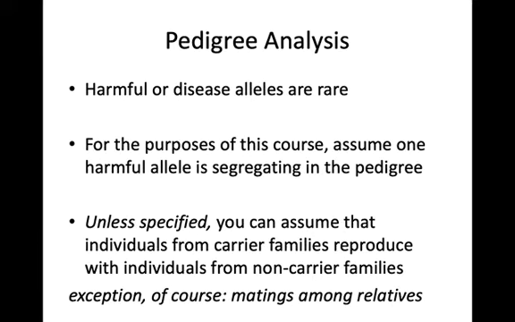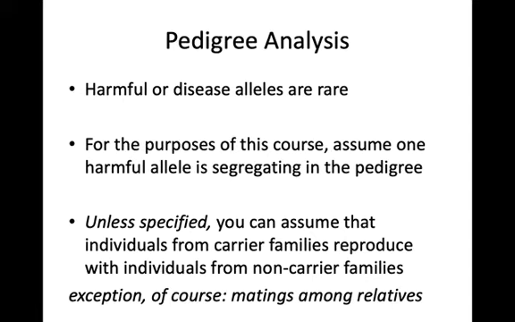When we talk about pedigrees and we analyze pedigrees, there's a couple of things that I want you to remember and keep in mind, because sometimes you'll stare at a pedigree and think, well, there's a lot of things I don't know about it. But if you make these assumptions, it becomes a little bit easier. First off, the harmful or disease alleles are rare. And what that means for the purpose of this course, unless specified, is that you can assume there's only one harmful allele segregating in the pedigree.